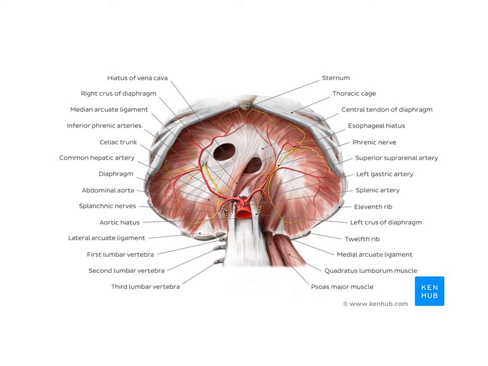The vena cava opening is at the level of T8 to the right of the midline and it is quadrilateral and lies in the central tendon. Structures passing are the inferior vena cava, right phrenic nerve and lymphatic vessels. Upon contraction of the diaphragm, the vena cava opening dilates.